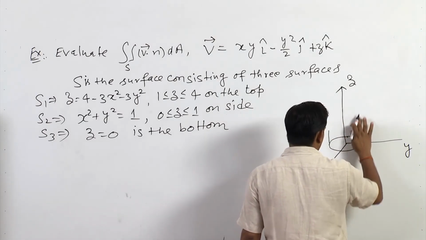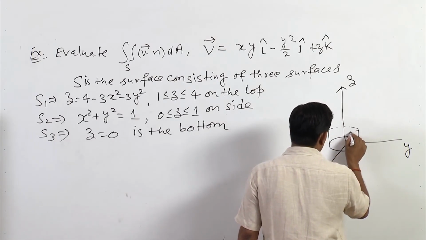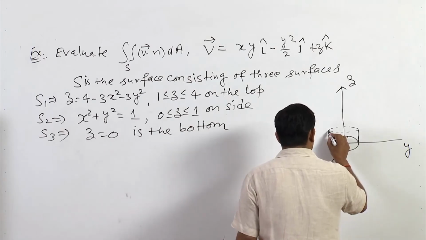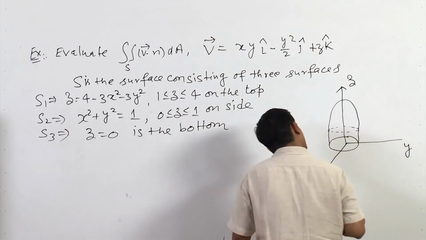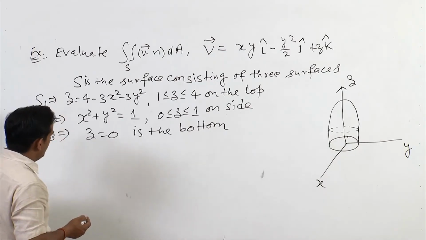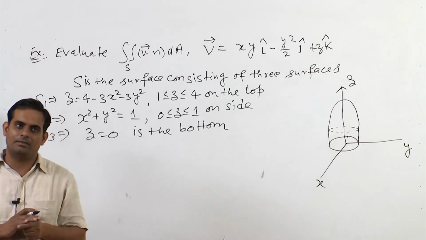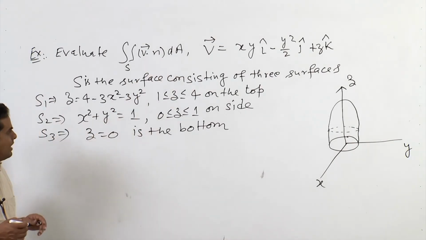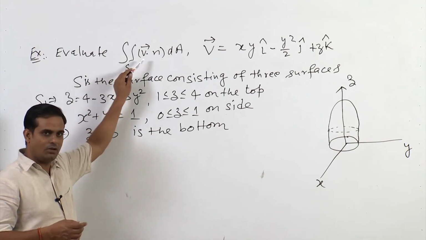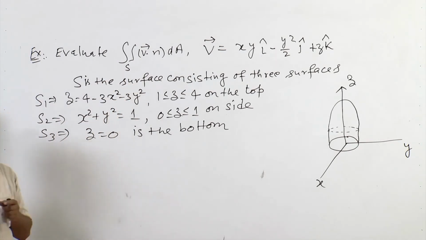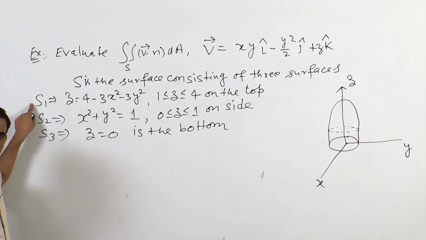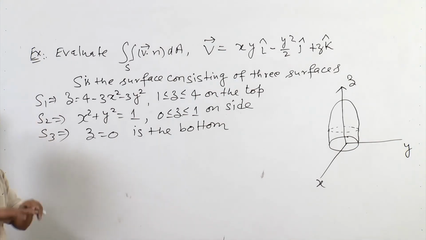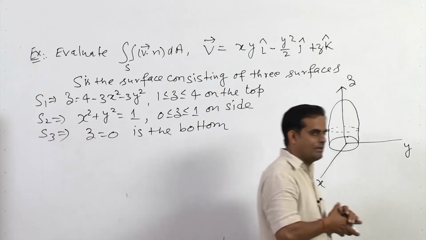So, let us say up to here, and then I am having this kind of thing. It is a closed surface since it is consisting of 3 surfaces, and if I need to evaluate the surface integral, what I need to do? I need to evaluate this surface integral over the whole surface by solving 3 surface integrals. One is on S1, another one is on S2, and the last one on S3, and by adding all of them I will get the final answer.